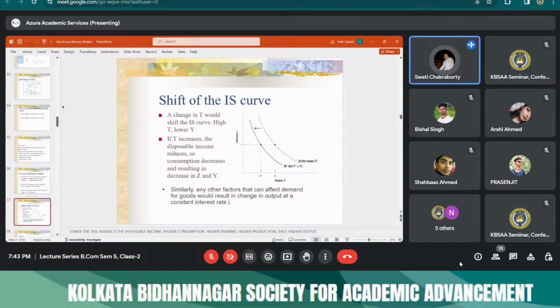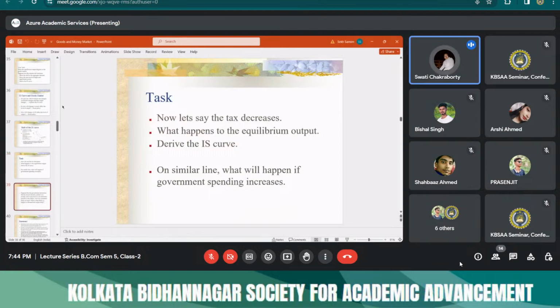Please keep that in mind. The interest rate has not changed, but at the same rate of interest, we have lesser output. So this is how we go about it. If there was an increase in government expenditure, then the IS curve would have shifted to the right side. Okay. Now, can we go to slide number 40, please?